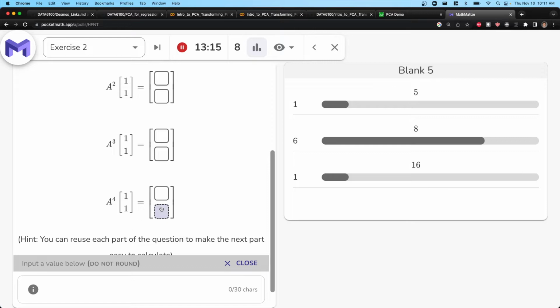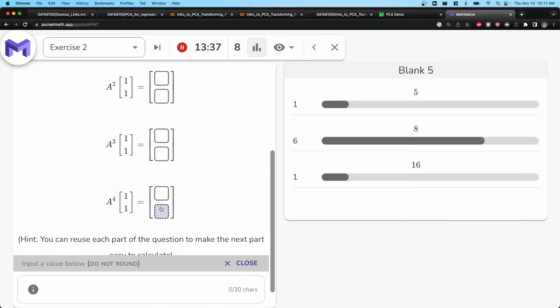So, what's the pattern? Who can tell me what's the pattern? If I said, please do A to the 6 or A to the 5 times 1, 1, you should be able to do it in 1 second. If you see the pattern, no matrix multiplying. Just use your brain. It's the Fibonacci sequence. That's right.